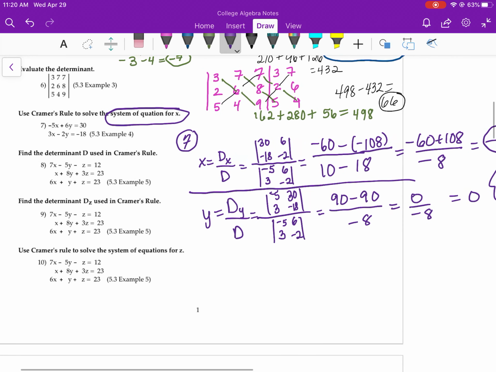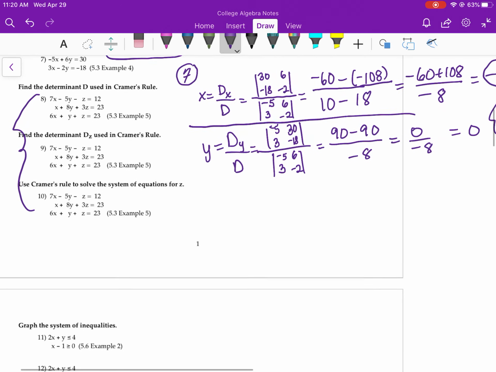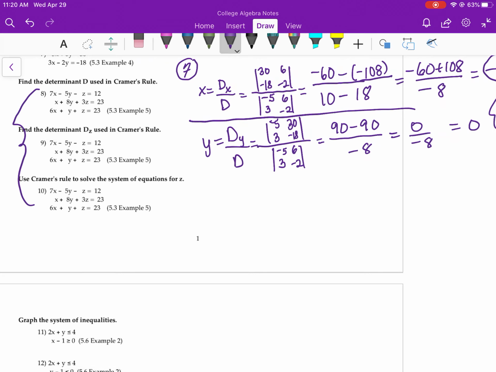Okay, number 8. Okay, I'm going to chunk 8, 9, and 10 into one problem. And basically, they're asking you to find z at the end. So, let me switch colors. I know that z is made up of Dz over D. Each of these is a 3 by 3.